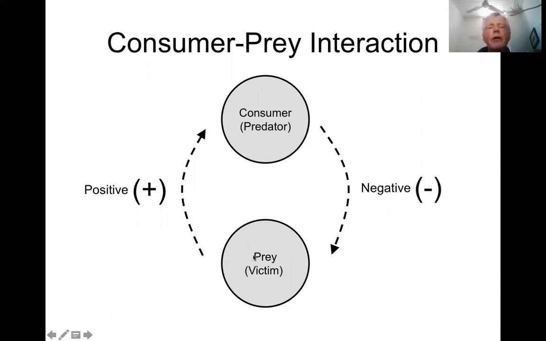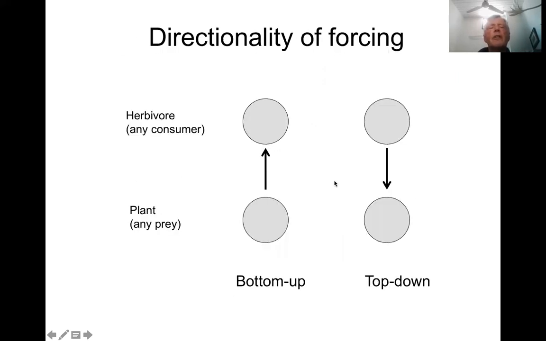In a consumer-prey interaction, the prey has a positive effect on the consumer. The prey is fueling the consumer, increasing the consumer's fitness. The consumer, on the other hand, is having a negative effect on the prey. They eat the prey, and when they eat a prey, they kill it, all right? So this is the basic nature of a consumer-prey interaction. So let's go back to the notion of top-down versus bottom-up. What do we mean there?